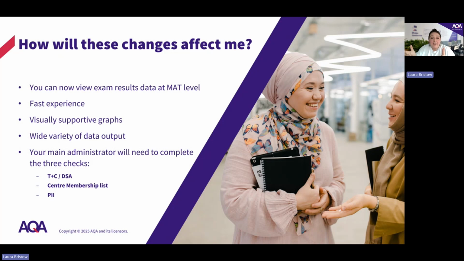So how will these changes affect you? You can now view exam results data at MAT level. It's a faster experience with visually supportive graphs and a wide variety of data output to keep everybody on the same page. Your main administrator will need to complete 3 checks, which is the terms and conditions and the data sharing agreement. They'll need to go in and check that centre membership list and make sure that that's up to date and that's exactly who are part of your trust. And they'll also need to go in and confirm the personally identifiable information access rights.